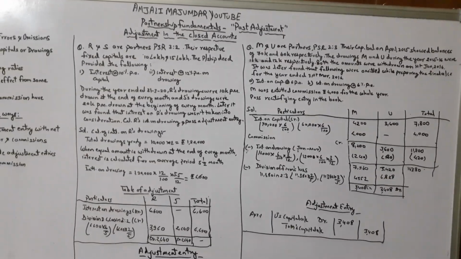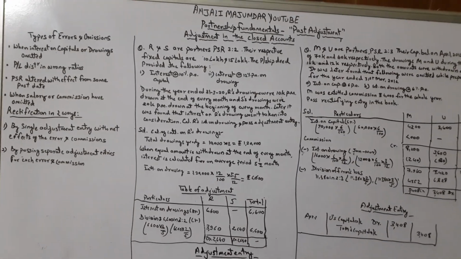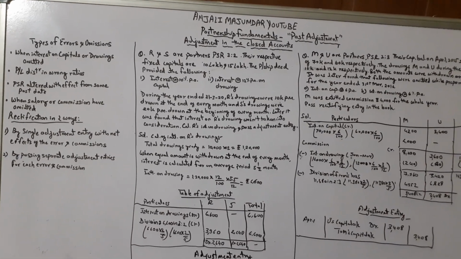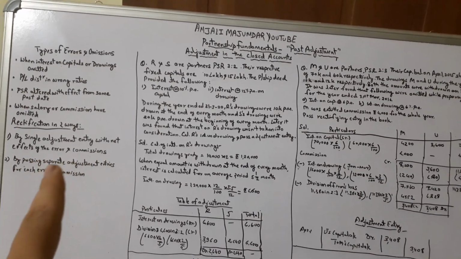So continuing the same question, we were discussing the past adjustment. We will be following the first method, which is by single adjustment entry without effects of error and commission.